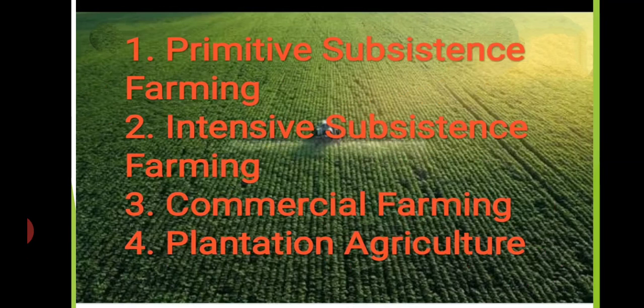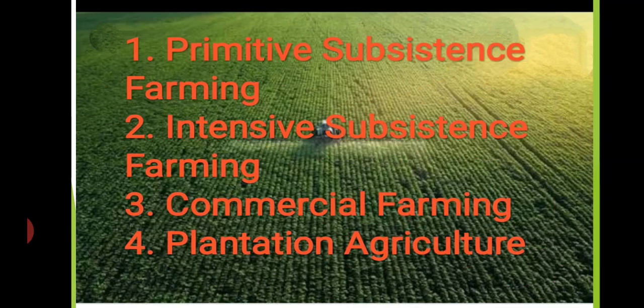Subsistence agriculture is the most basic form of agriculture. It has been practiced since primitive ages and is basically practiced to meet the requirements and needs of the farmer and their family. Subsistence farming can be further classified into intensive subsistence farming and primitive subsistence farming.